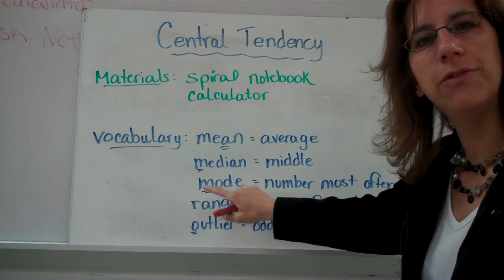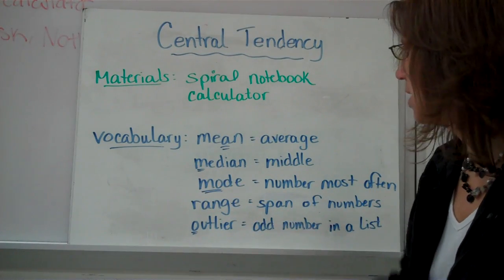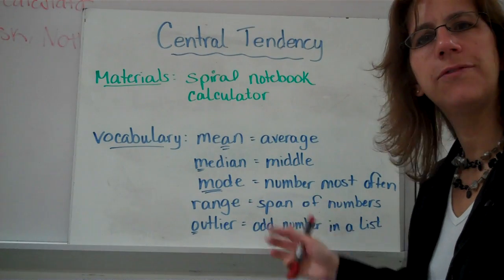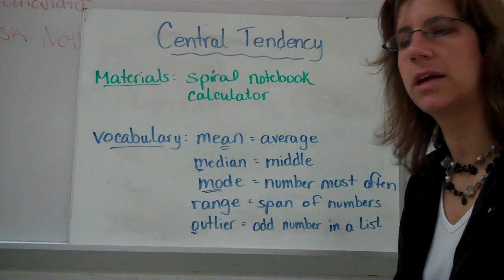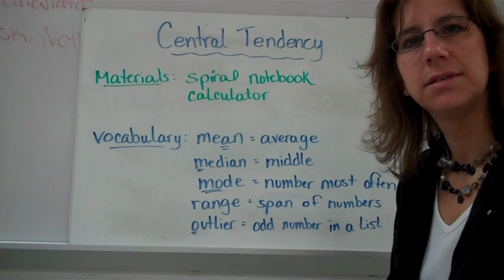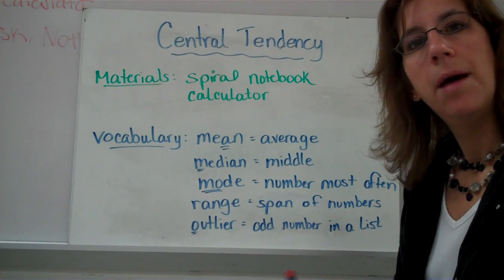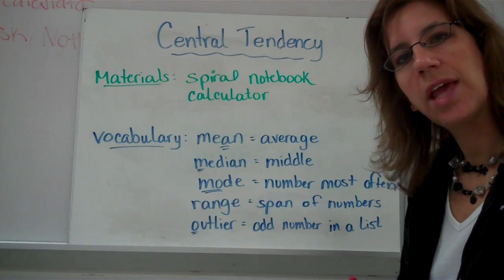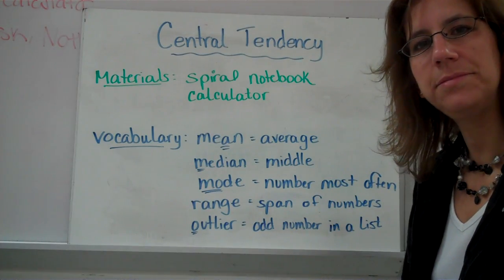Mode, M-O, for most often. Whatever number appears the most often. Range, we're looking at the span of numbers. Across how many numbers are we talking that all this data comes from? And then the outlier. What's the odd number in the list? Sometimes there is one, sometimes there isn't. Pause the video if you need to, jot down the vocabulary words, and then come on back and we'll continue on doing some examples.